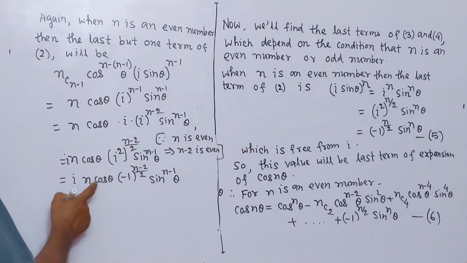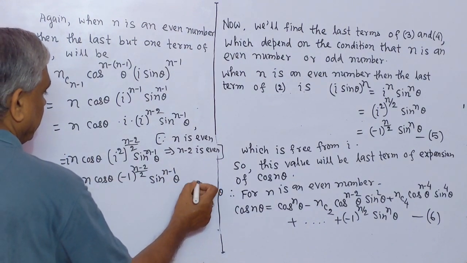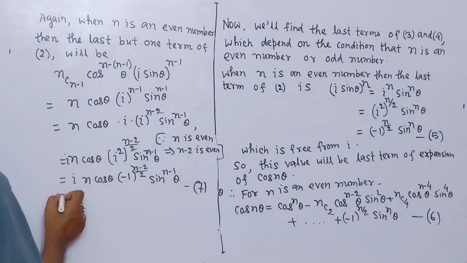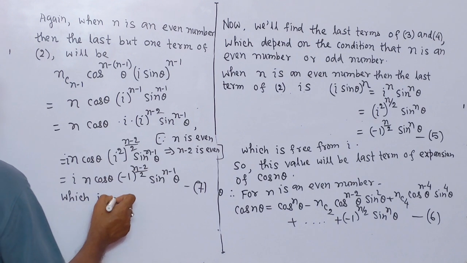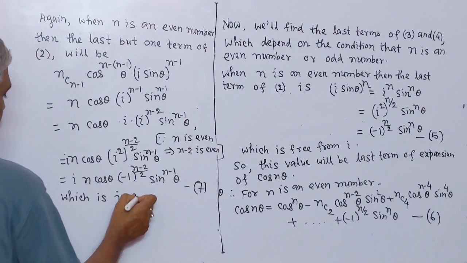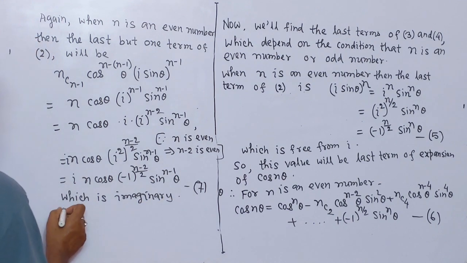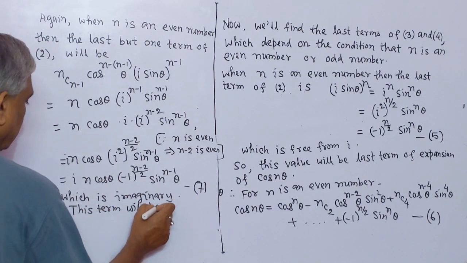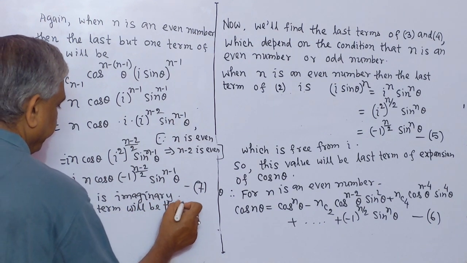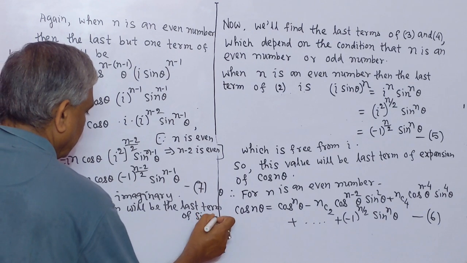Therefore, this term is imaginary term. Let this is number 7, which is imaginary. Therefore, this term will be the last term of sin n theta.